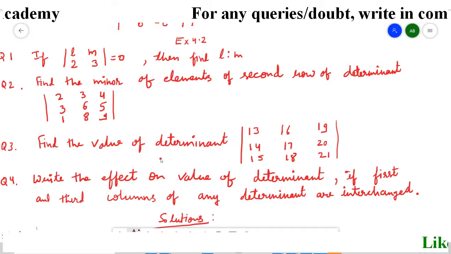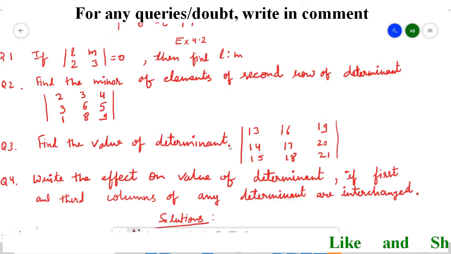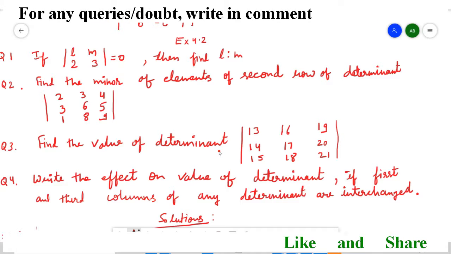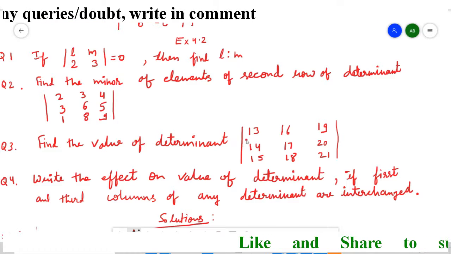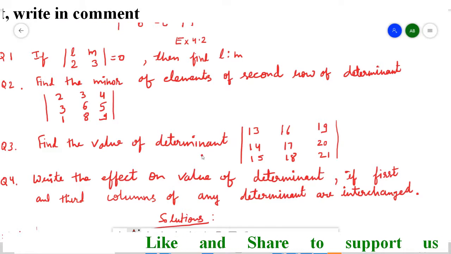And find the value of the determinant. So this determinant value you have to find out. So you can do it how I calculated the determinant just now. In the same way, open along any one row or along any one column, you will get your answer.